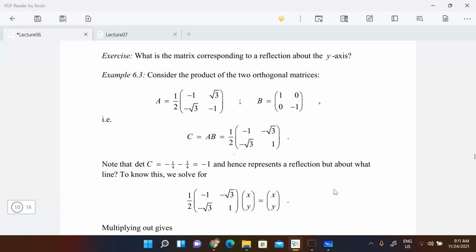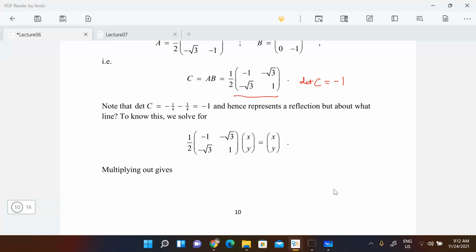If you check the product of these two orthogonal matrices from before, you'll find that it gives you a determinant of minus 1. Then you might ask: if the determinant is minus 1, it should correspond to a reflection. So one would simply ask what kind of reflection it is. The best thing is to work out the example in detail.